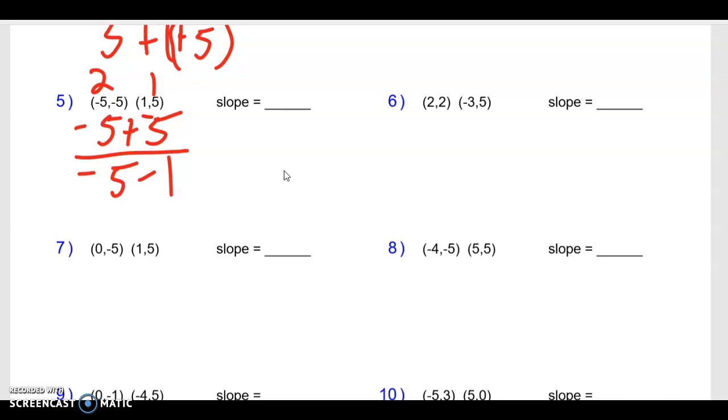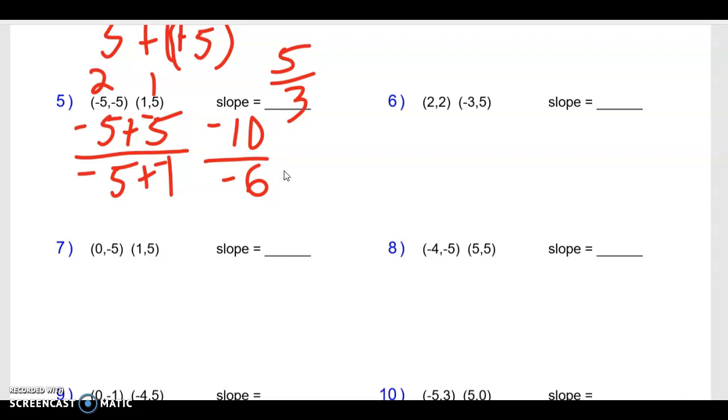So we can still add. You have a negative 5 plus a negative 5, which gives you a negative 10. And then you have a negative 5 plus a negative 1, which gives you a negative 6. So we have a negative 10 over a negative 6. Our two negatives cancel out, leaving us with a positive 10 over a positive 6. And we know that we can divide both of those numbers by 2. So our slope is a positive 5/3.